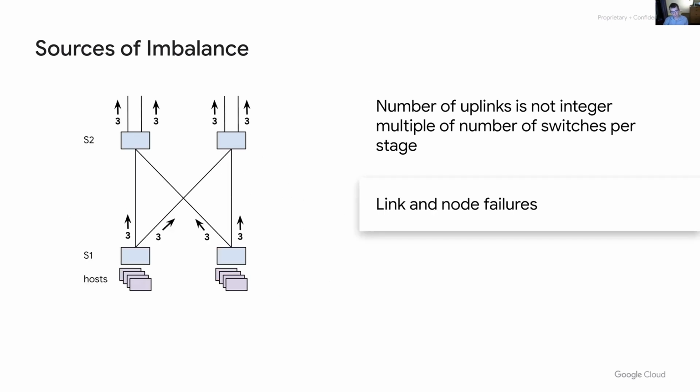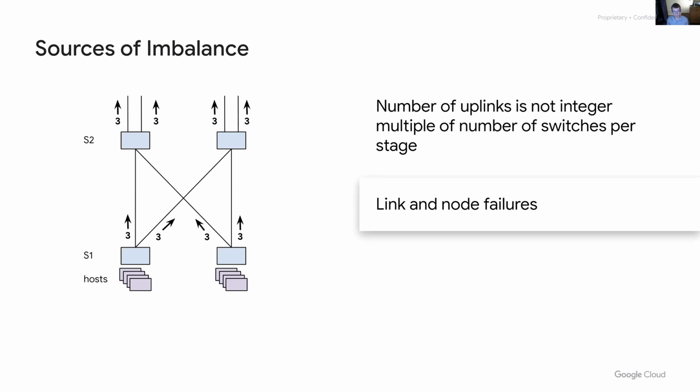Unfortunately, there's even more cases of where imbalance can come from. So even if you manage the number of uplinks to be an integer multiple of the number of switches in the next stage, of course, these data centers are huge. And so at any given time, there's always going to be some number of links and some number of nodes that have either failed or maybe they have to be taken out to be upgraded or are just otherwise unavailable.